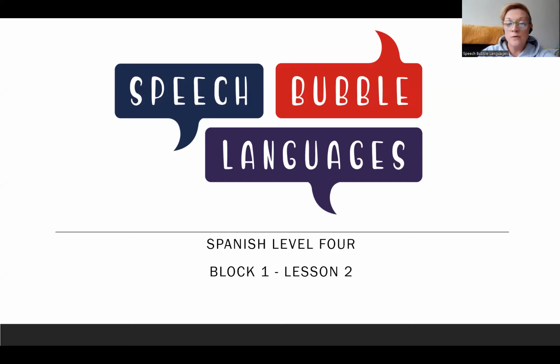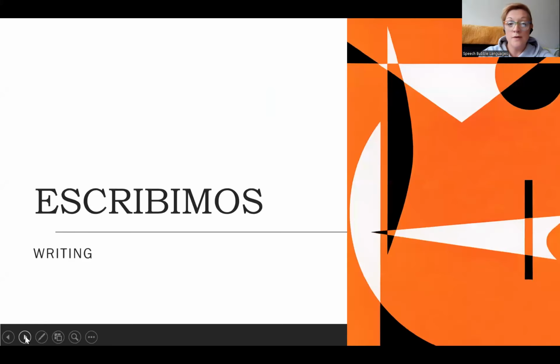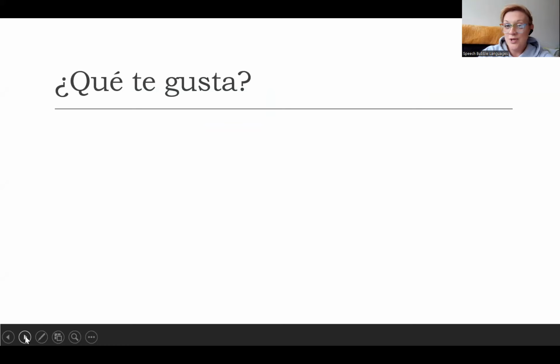Today's session follows on from previous lessons at this level where we're exploring the verb gustar, the verb to like in Spanish. We're going to be focusing on your writing skills today. Before we begin our lesson then, let's remind ourselves of the formation of the verb gustar in total. ¿Qué te gusta? So what do you like?